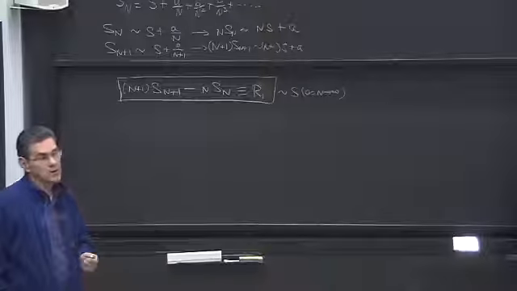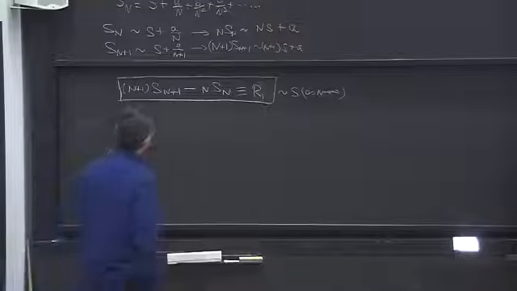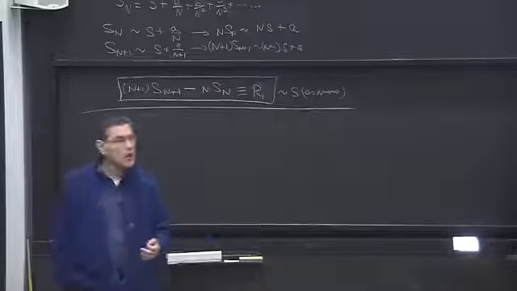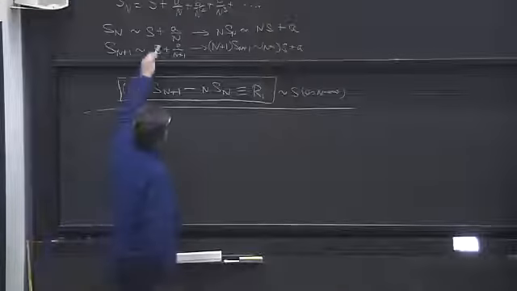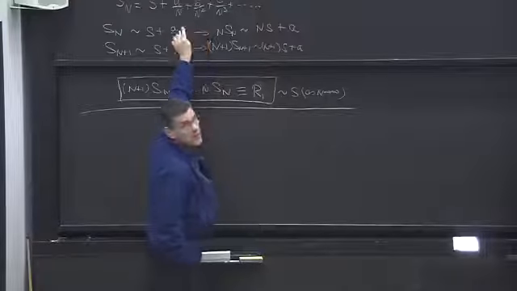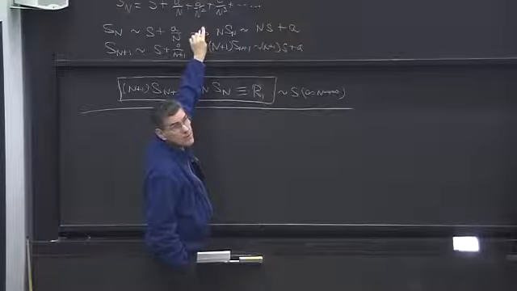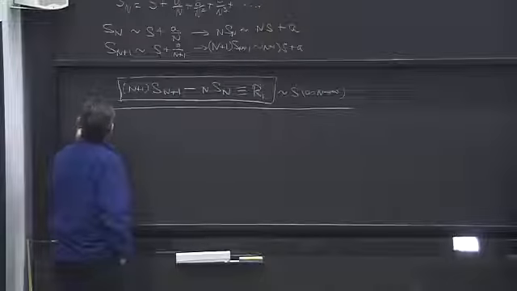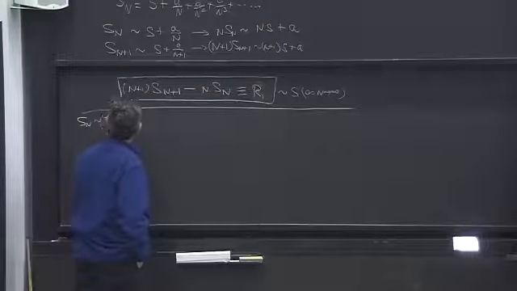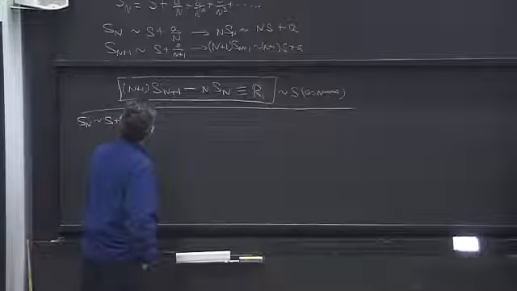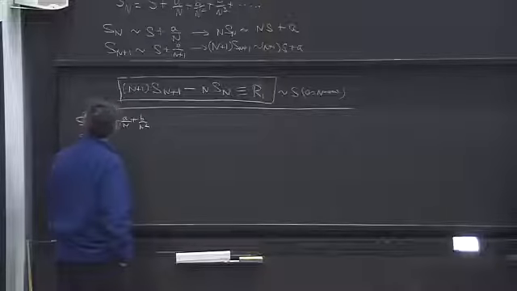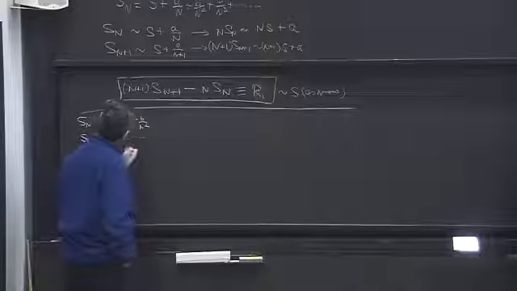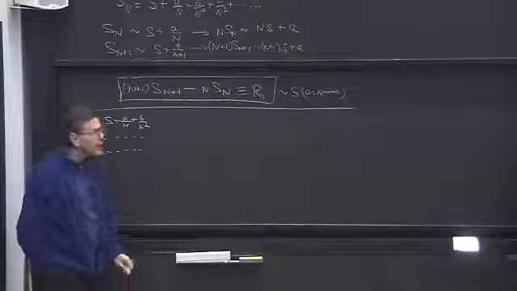So what if we want to do better? If we want to obtain a better approximation, why don't we include A and B, not just A, but the B term in the sequence? Let's see what happens. So we have the equation Sn is S plus A over n plus B over n squared, and Sn plus 1 is and so on, and Sn plus 2 is and so on.